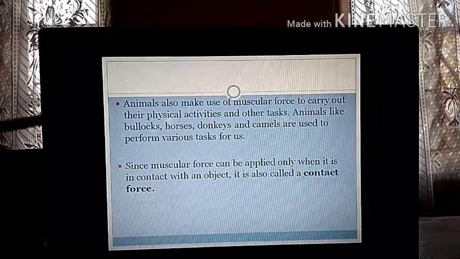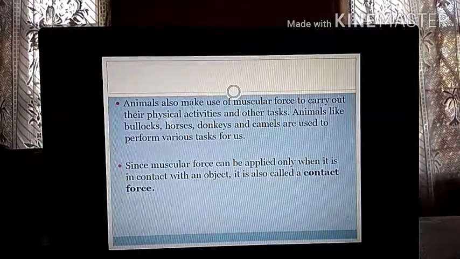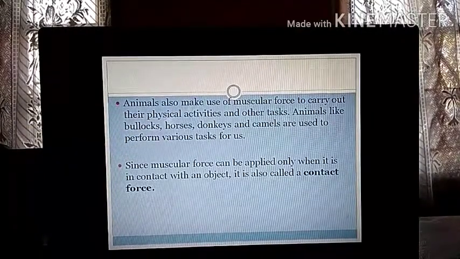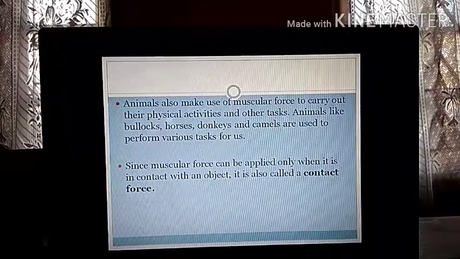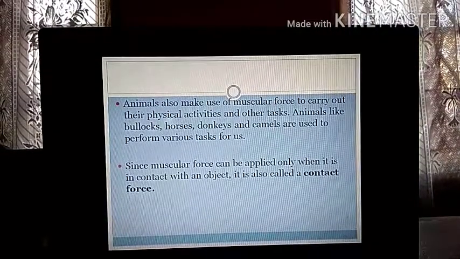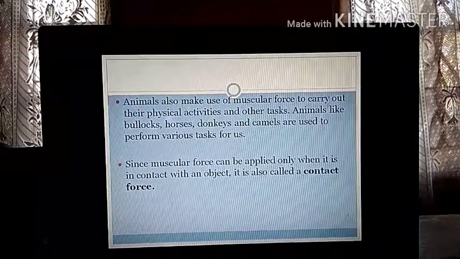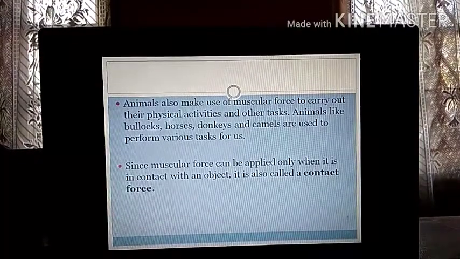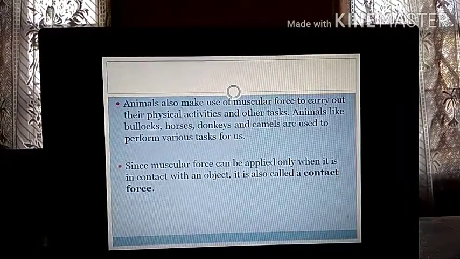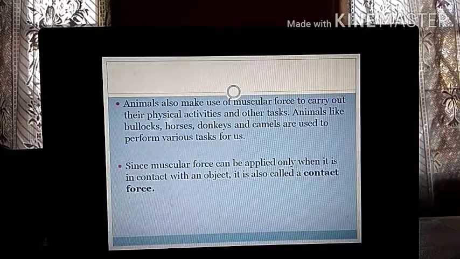Animals also make use of the muscular force to carry out their physical activities and other tasks. Animals like bullocks, horses, donkeys and camels are used to perform various tasks for us, isn't it? Earlier, when there was no transportation available, people used to carry their goods on the back of animals, like horses or donkeys or bullocks. They used to carry heavy loads for us. So what kind of force were they applying?